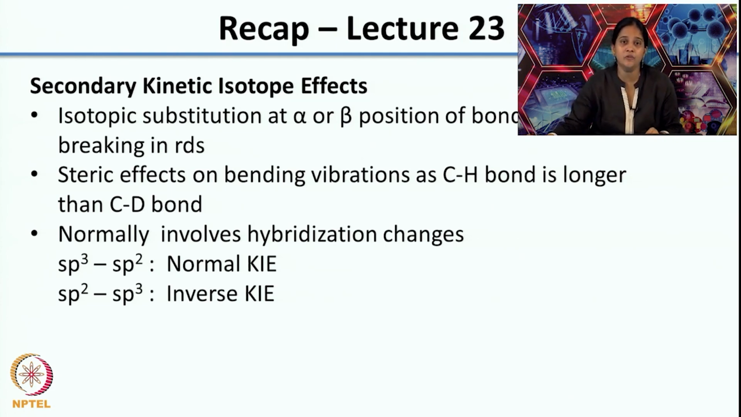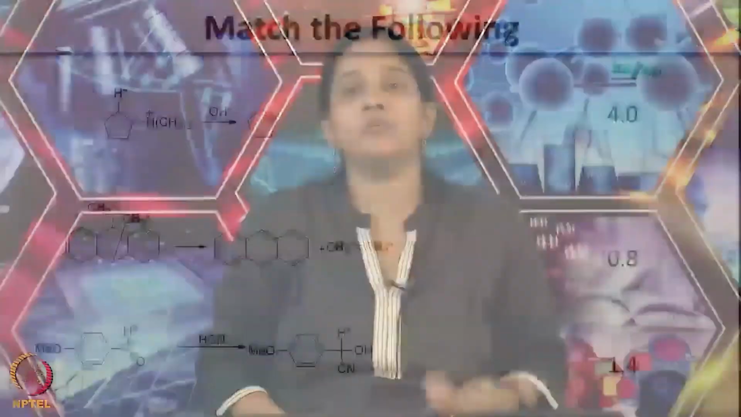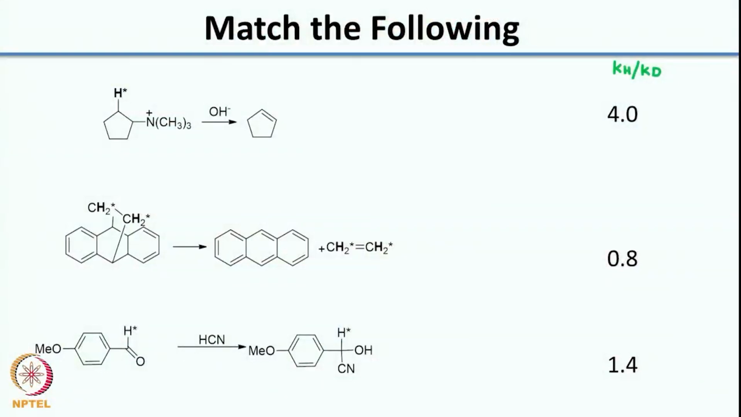So, now I had asked you in the previous class to match the following. You have reactions given on the left and Kh over Kd values given on the right. You had to match the Kh over Kd values with the reactions that are given. So, let us see if you have the answers correct. In the first case, what is the mechanism of the reaction? What you have here is OH minus coming in, deprotonating, and then you have these electrons coming in and eliminating the amine to give you a double bond.